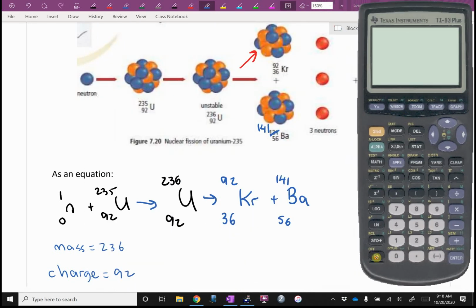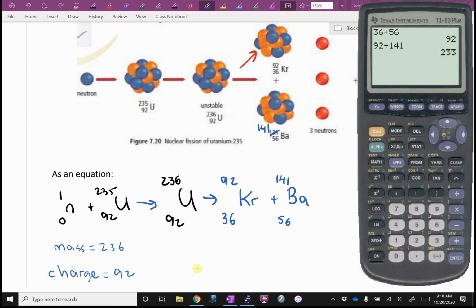If I look at my calculator, right now, if I add up the charges, I get 36 plus 56. That gives me 92. My charges match, 92 along the bottom. But if I add up my masses, 92 plus 141, I get 233. Nick, what mass do I want to end up with? Not 233. I want to end up with 236. What am I missing?